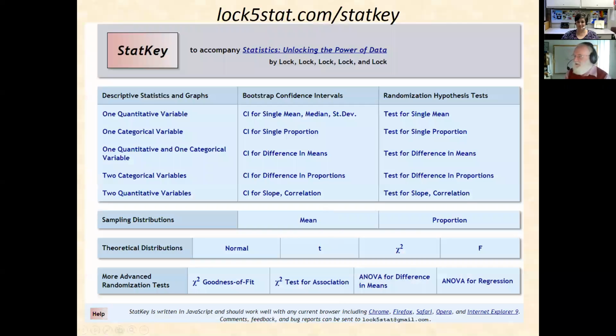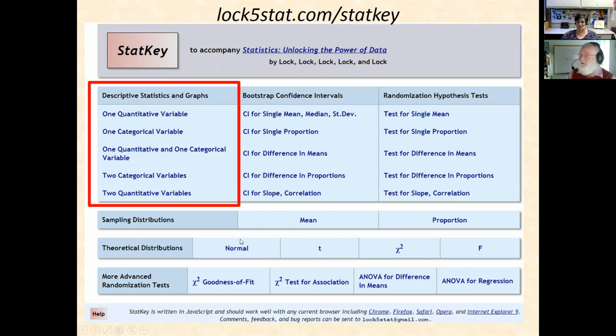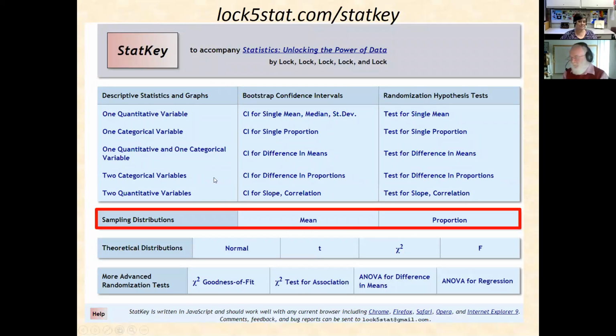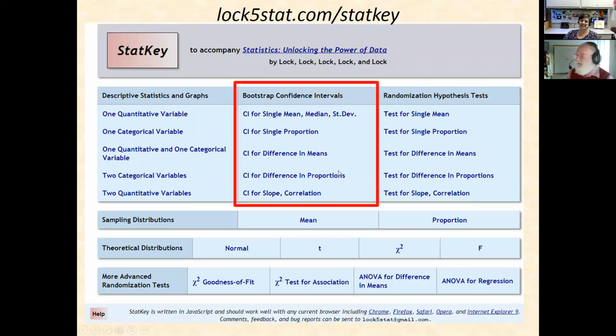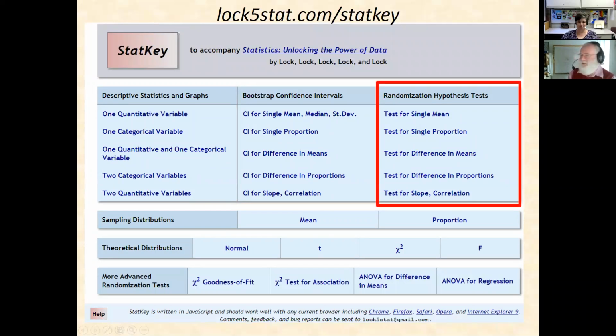Just a quick tour of StatKey. We try to keep it very simple, so everything works off of one page here. You can never get more than one level deep. Stuff you might do in the beginning part of the course, the standard descriptive statistics and graphs, that's all set up over here. The part we're focusing on, oops, I forgot this part, sampling distributions are here. We're focusing today on confidence intervals, so we're going to be looking at a lot of these. These are different sorts of things we'll be able to do confidence intervals for. The other part of the simulation-based inference, randomization tests, would come here.